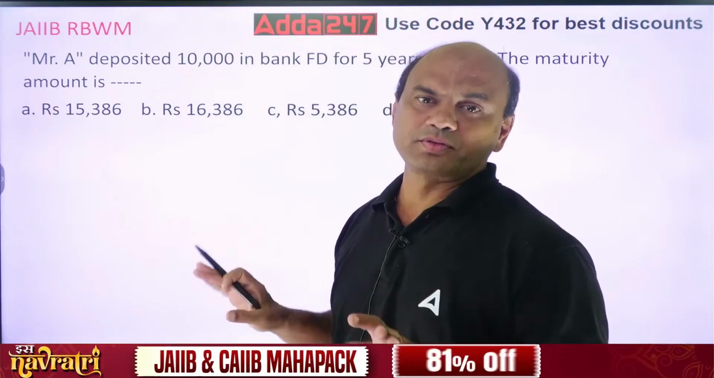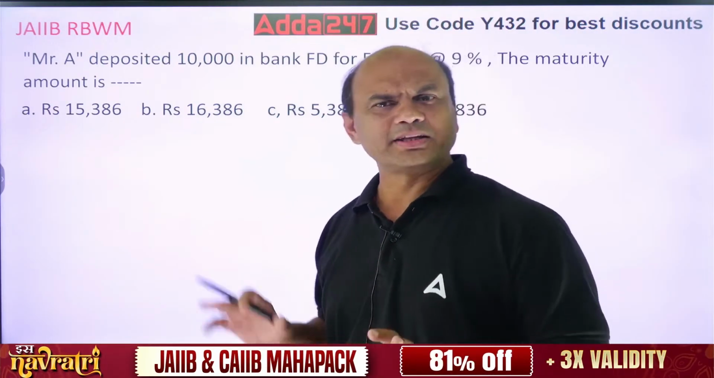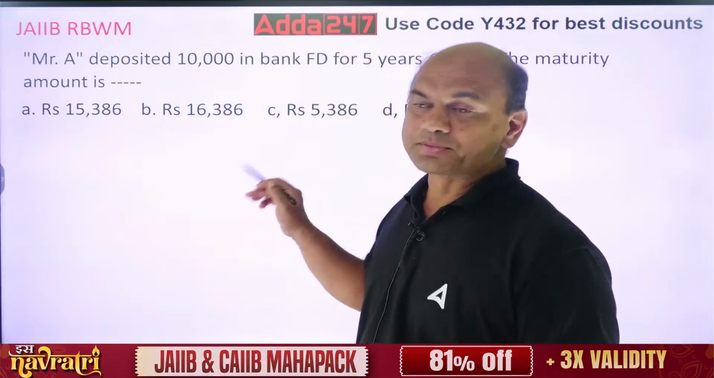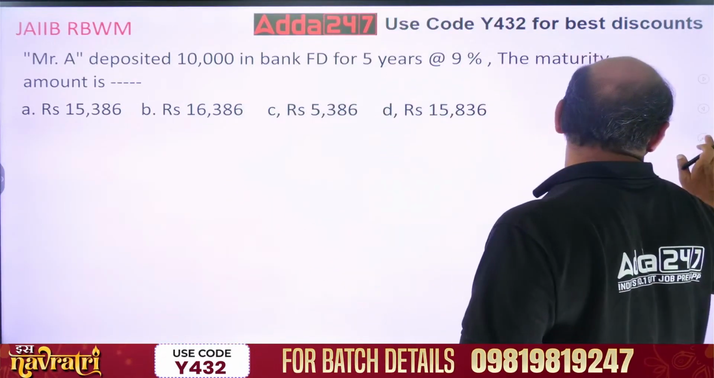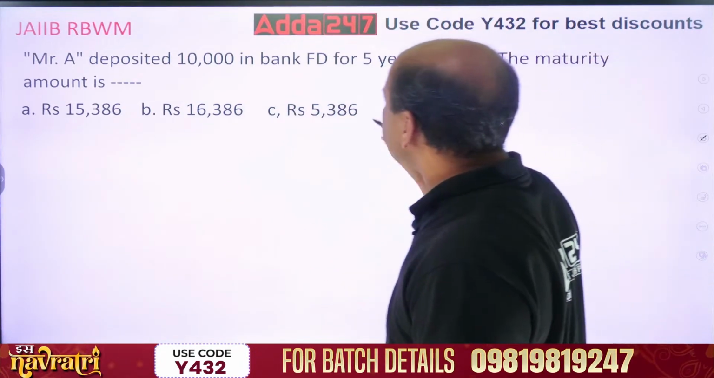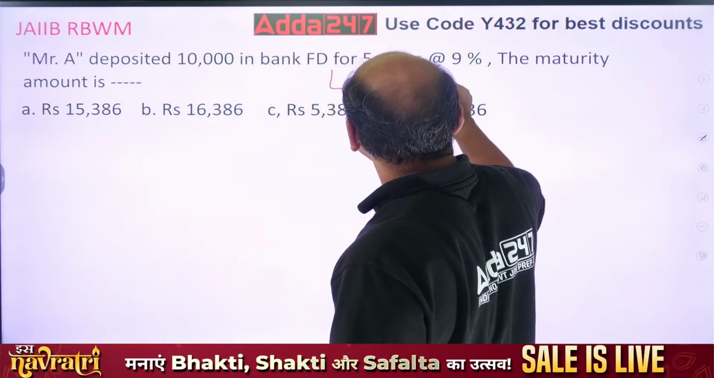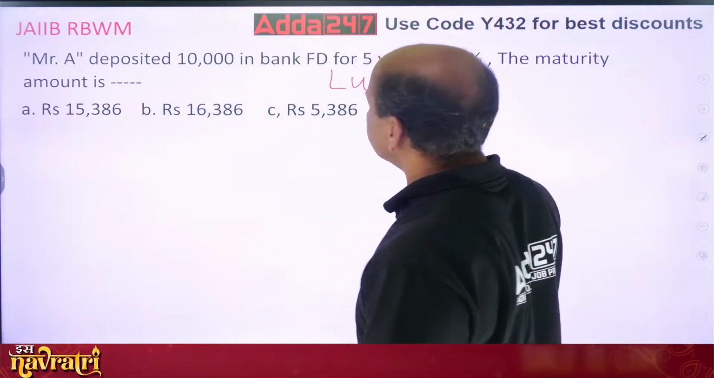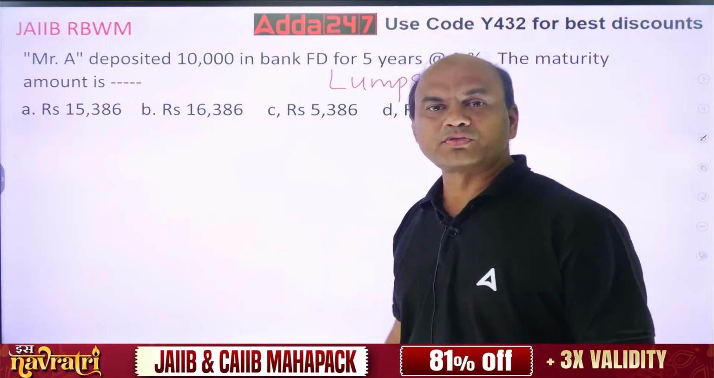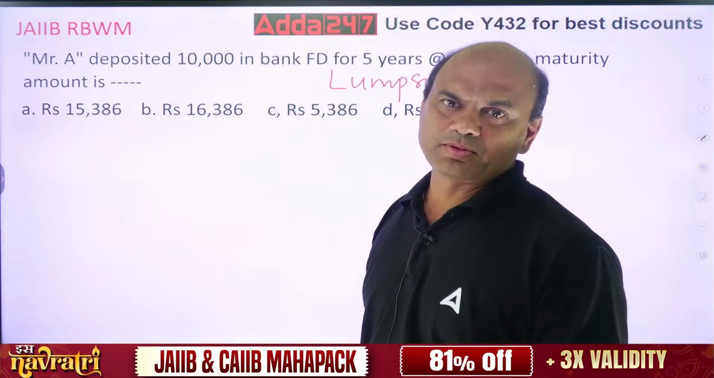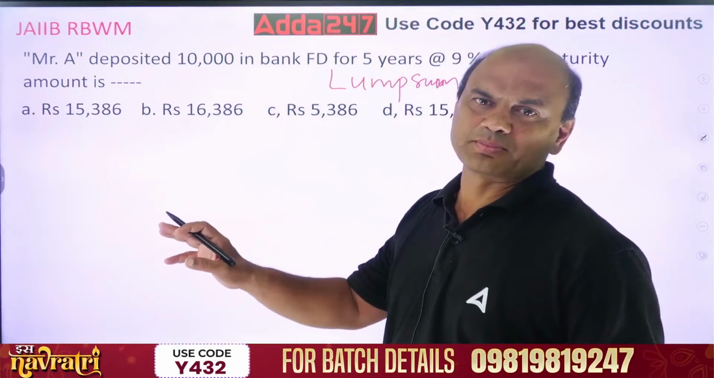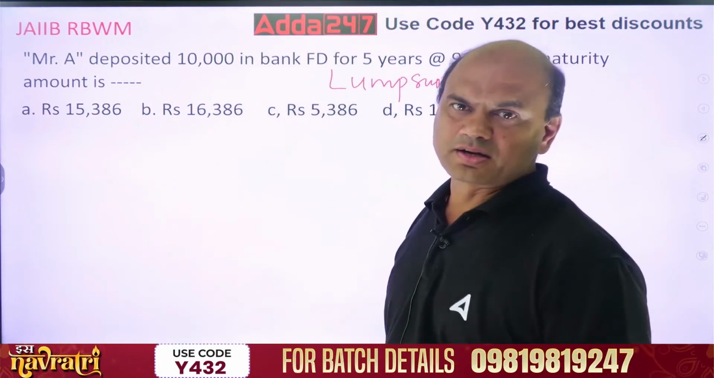There are two types of investments, and I'll explain both. This is the lump sum problem. So you have lump sum as well as annuity. This is known as lump sum. Lump sum means you make the investment once, keep it for that much time, and then you'll get the returns.